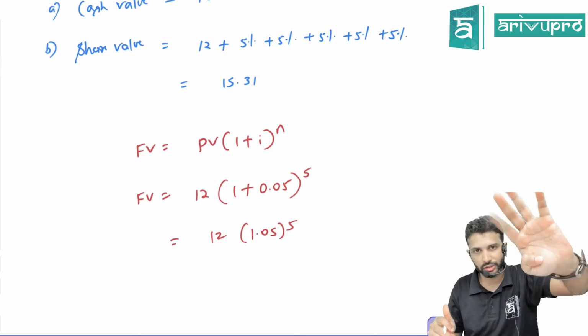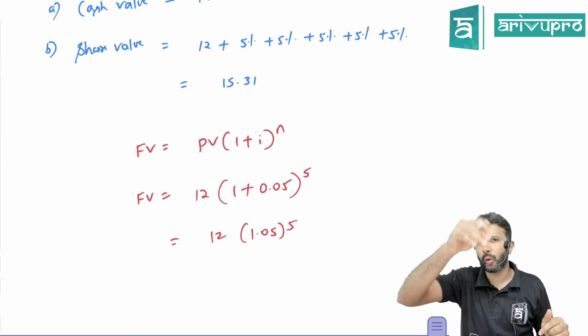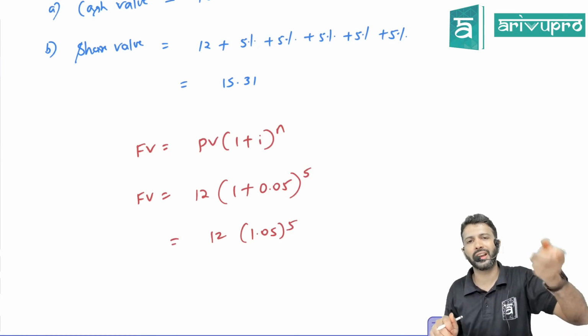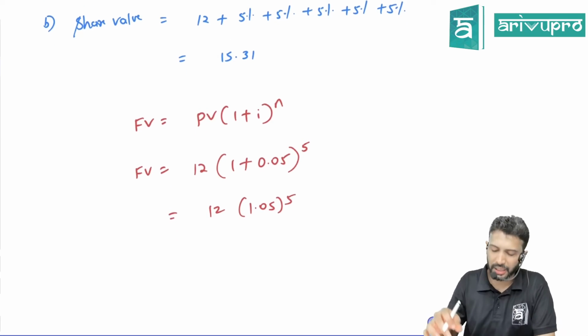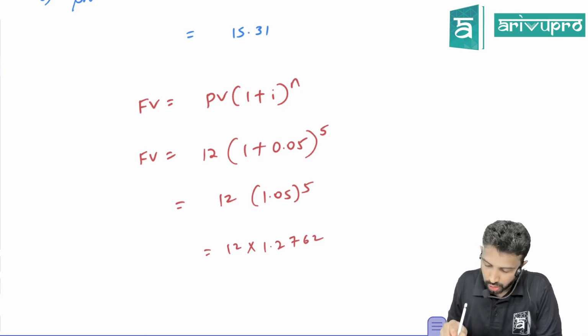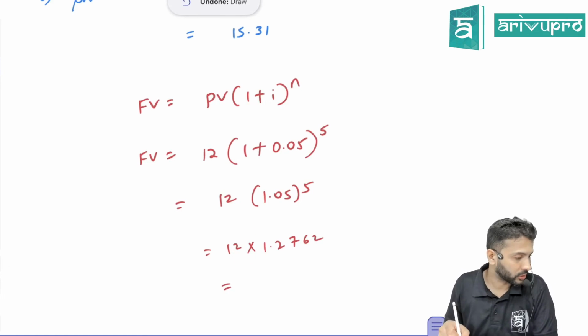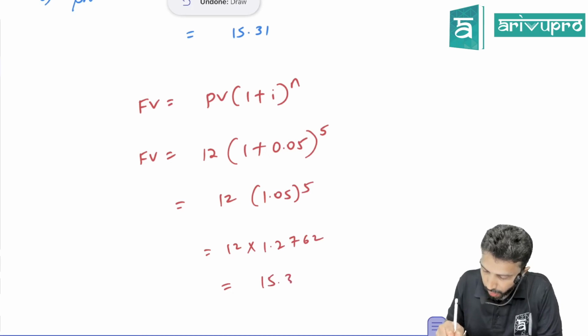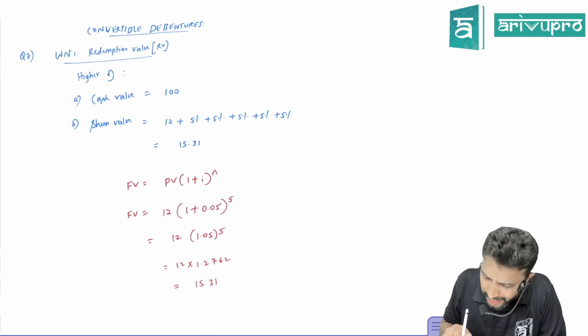1.05 into 1.05, multiply 5 times. 1.05 into 1.05, two times over. Again go on pressing equal, into 1.05, 5 times multiply. How much are you getting? 1.2762. Correct? Yes. 12 into 1.2762 is how much? 15.31. According to me, this is easy.